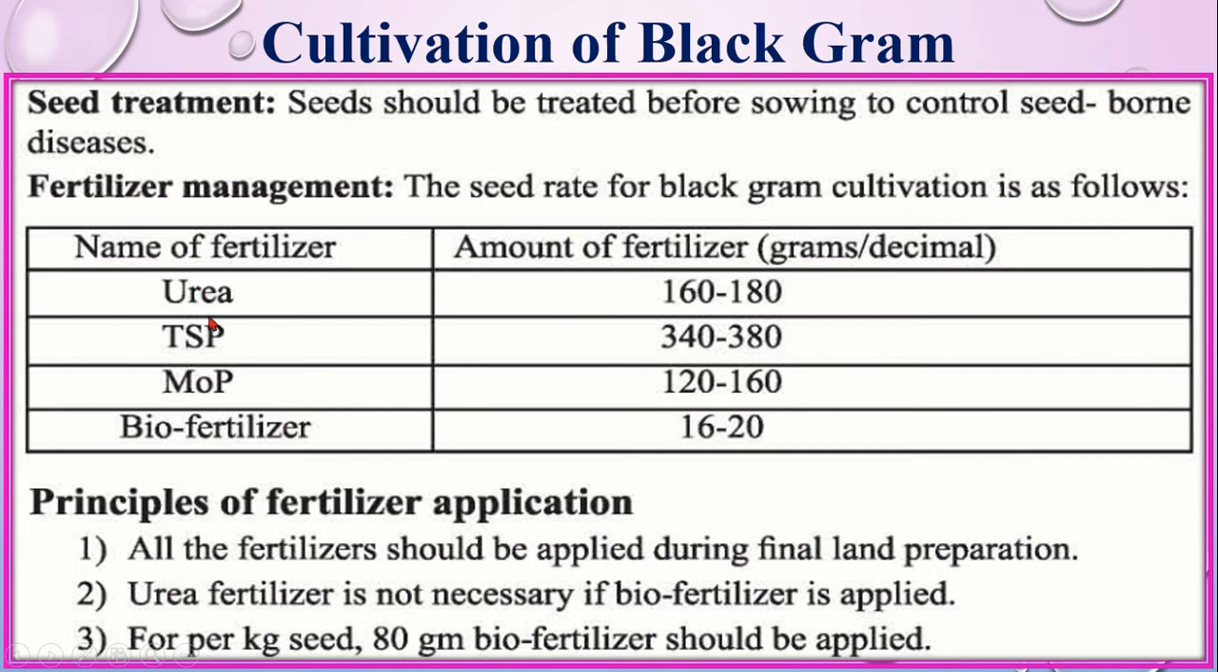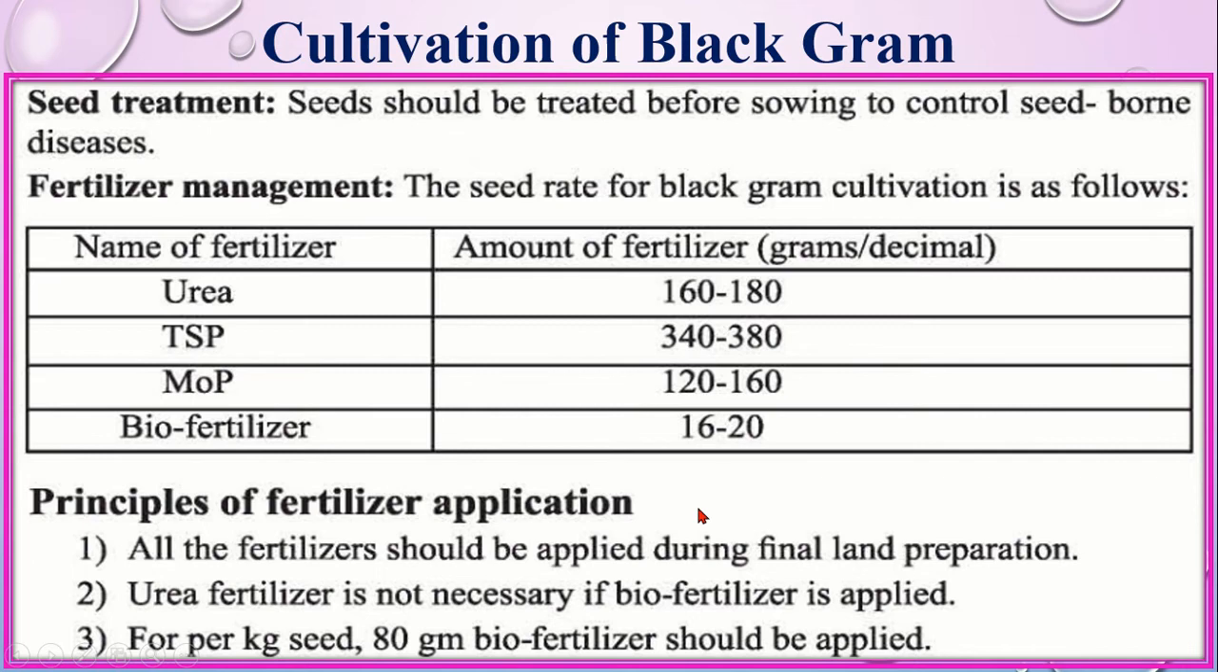And here are the fertilizer names, which you can see: urea, TSP, muriate of potash, biofertilizer. So biofertilizer is organic fertilizer, and urea, TSP and MP are chemical fertilizers. So these are the doses you have to apply: 160 to 180 grams of urea per decimal, 340 to 380 grams of TSP per decimal, then 120 to 160 grams of MP per decimal, and biofertilizer 16 to 20 grams per decimal.